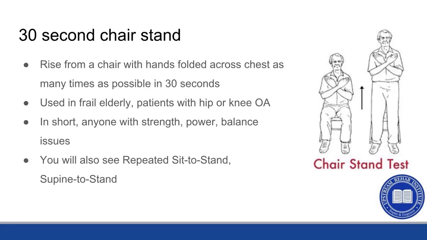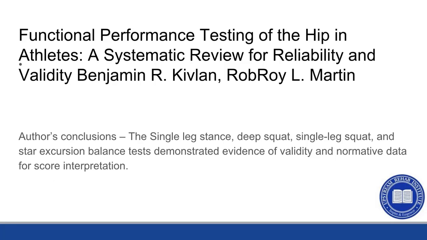30-second chair stand. This is basically arms across chest, getting up and down out of the chair as much as you can within 30 seconds. Really appropriate for our elderly patients or patients with hip and knee OA. Can be a big factor too, because oftentimes this is their biggest limitation. So if they see they can go from 4 chair stands to 10, well, that's significant. It really shows value in what you're doing. So listed below is kind of functional performance testing in athletes.